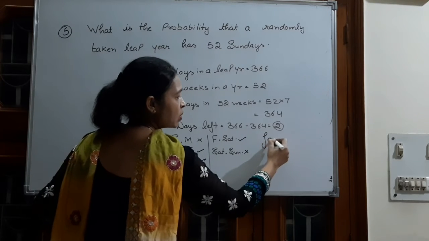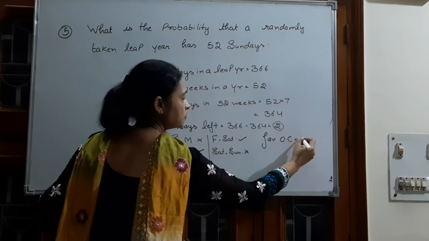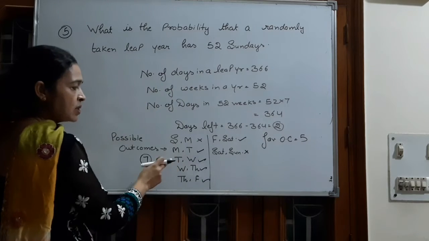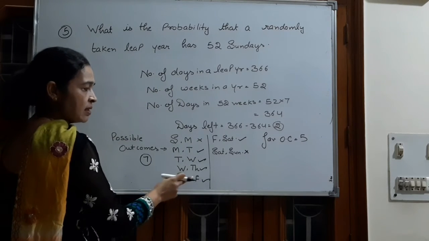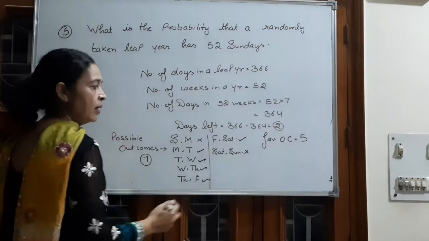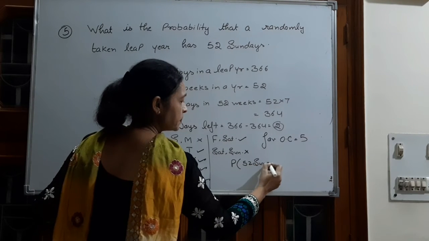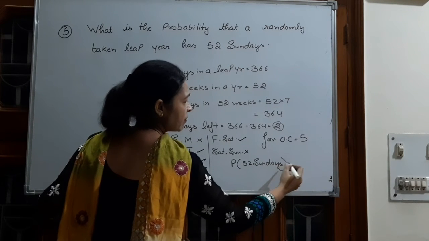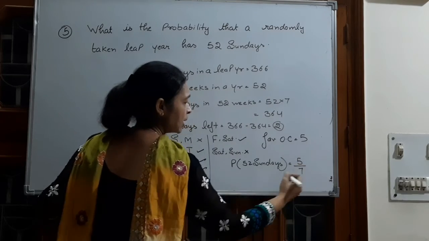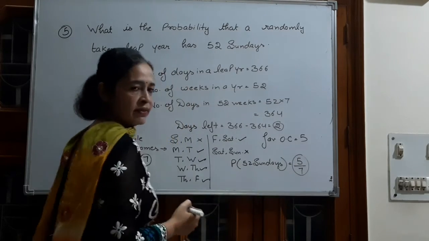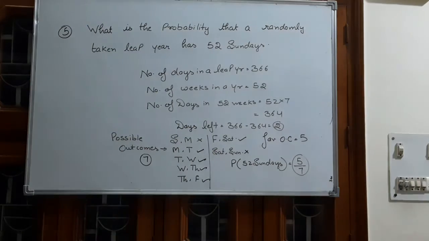How many favorable outcomes do we have? 5. Either Monday, Tuesday, or Tuesday, Wednesday, or Wednesday, Thursday, or Thursday, Friday, or Friday, Saturday. Now, what will be the probability of getting 52 Sundays? It will be favorable outcomes upon total outcomes, that is 5 by 7 is our answer.